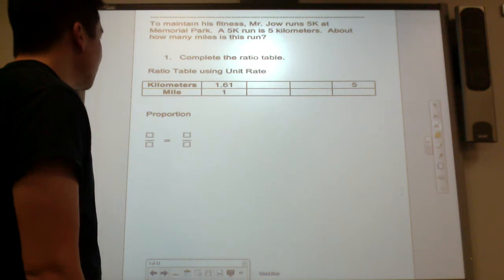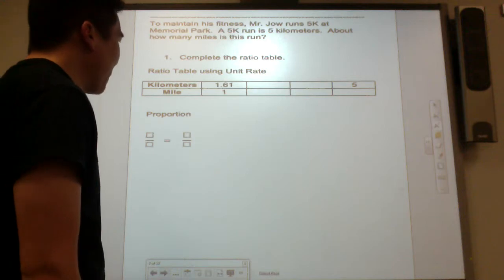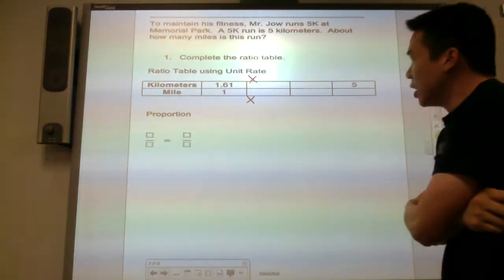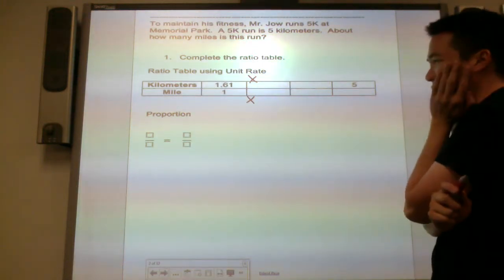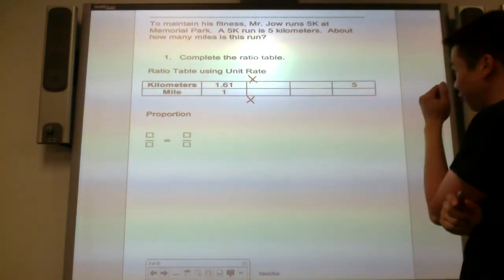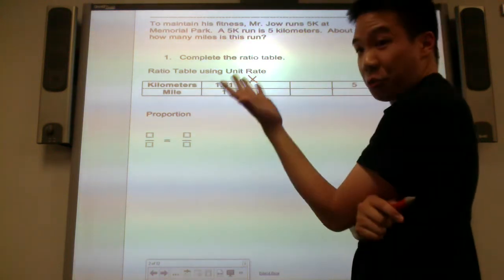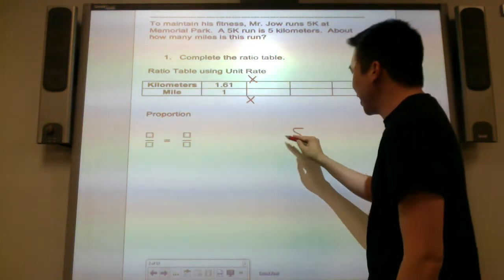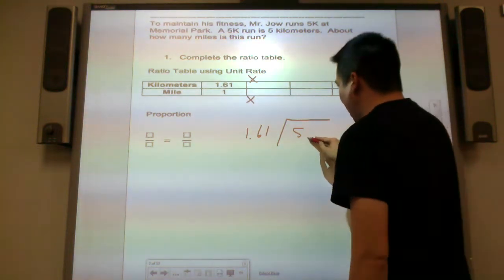So, complete the unit ratio table. 1.61 kilometers is the same thing as 1 mile. So if I run 5 kilometers, I need to build up. What do I multiply 1.61 by to get 5? How many groups of 1.61 go into 5? If I take a guess, maybe 2 times, maybe 3 times. 4 would be too much, I believe. You know what? I'm going to divide to find out. So how many groups of 1.61 go into 5?